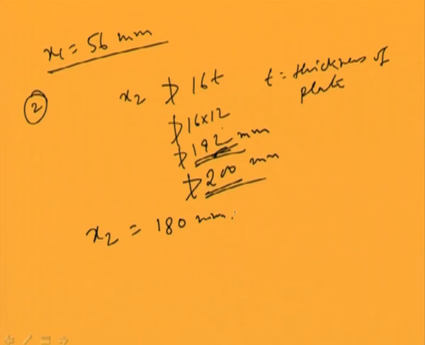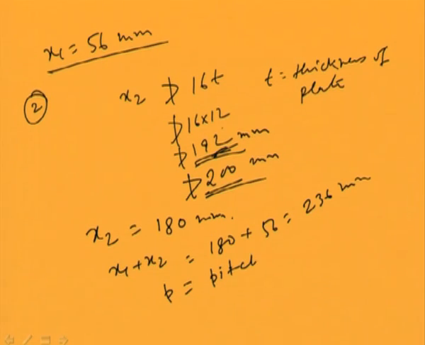Okay. So x1 plus x2 will become 180 plus x1, which was 56. So this is coming 236 mm. So x1 plus x2 is nothing but the distance of the pitch. So the pitch is going to become 236 mm. So the pitch is decided. Now what we will do? Now we will find out the strength of each portion of weld. The strength of each portion of intermittent weld, that is R, which will be required.